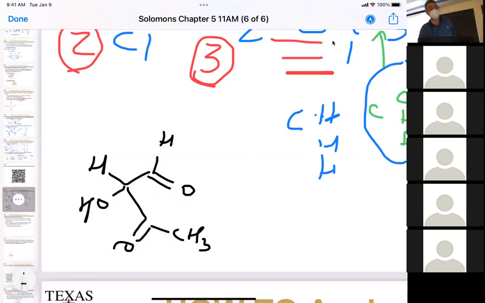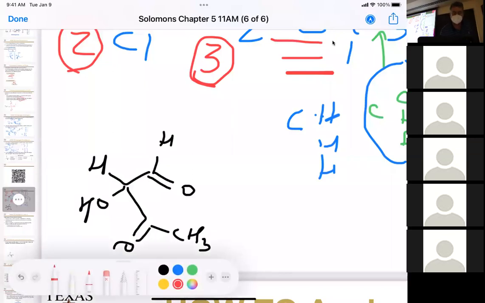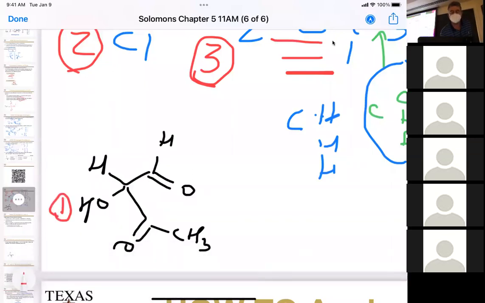Well, oxygen's higher than carbon, so I'm going to say this is number 1 right here. I'm going to say this is going to be number 4 because it's a hydrogen. So let's look at the first one here. Let's look at this carbon. So it's carbon and it's oxygen, oxygen, hydrogen.